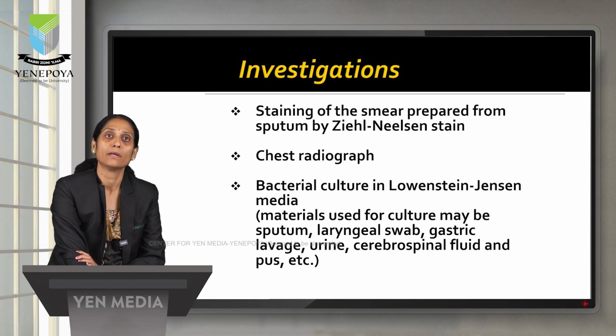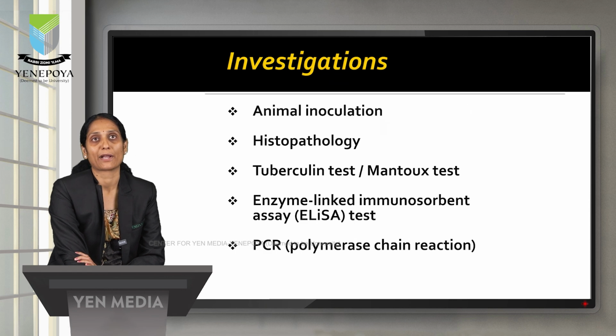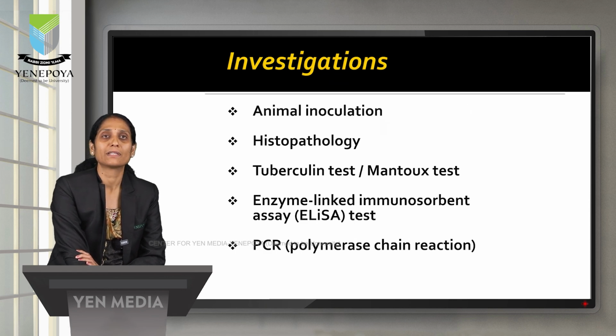The next comes the culture or the colony forming. The bacterial culture is done in Lowenstein-Jensen media. The material used for this culture may be the sputum, laryngeal swab, gastric lavage, urine, or also the cerebrospinal fluid and pus, etc. These are the materials used to culture and also for staining the same microorganism. Lately, after these three which are commonly done, we can also go for animal inoculation, which is less commonly done. Histopathology is also done very less commonly.